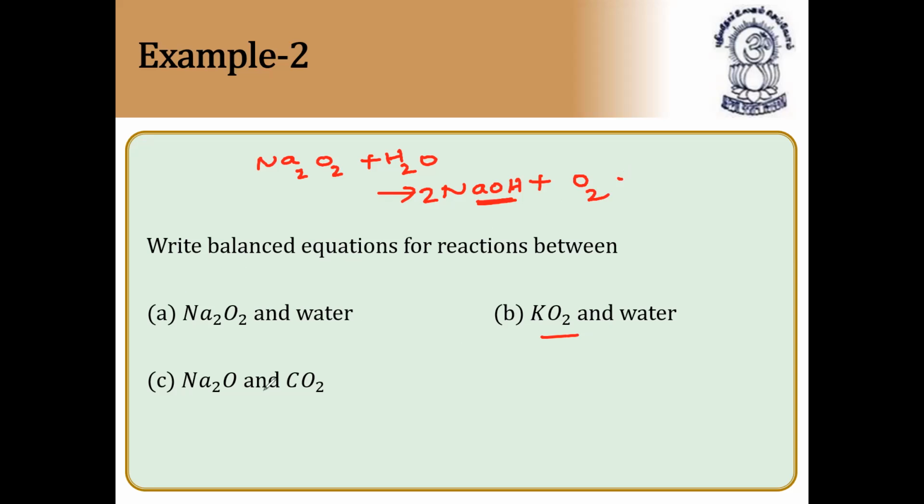Potassium peroxide is the same. Sodium oxide and carbon dioxide: when sodium oxide, sodium monoxide, combines with carbon dioxide, it forms sodium carbonate, Na2CO3. Potassium also has the same reaction. You can note down. Next continuation.